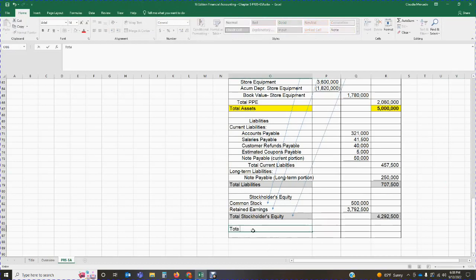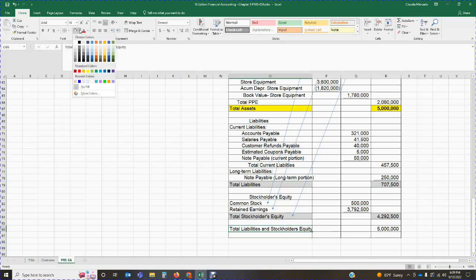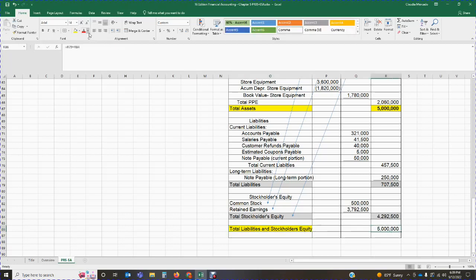Now I can get my total liabilities and stockholders' equity. How are we going to do that? We're going to add our total liabilities of $707,500 plus my total stockholders' equity of $4,292,500, and that's going to give me my total liabilities and stockholders' equity of $5 million, which needs to equal my total assets, which it does. So my total assets are $5 million. My total liabilities and stockholders' equity are $5 million. So my balance sheet is in balance.